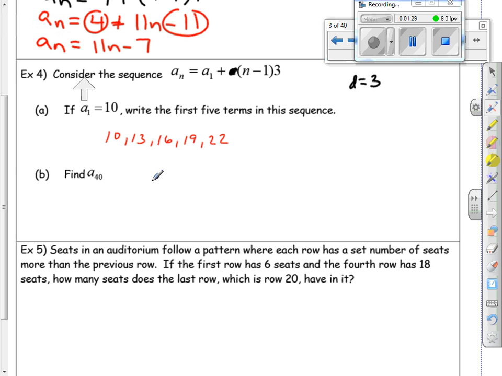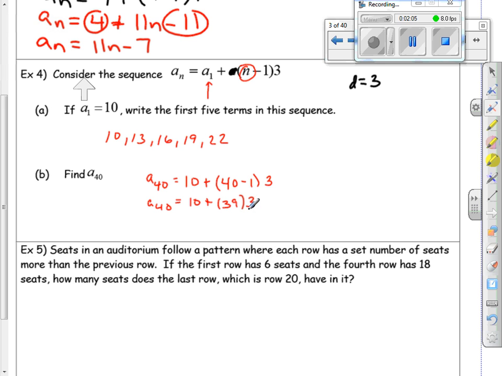In part B, we're asked to find a sub 40. They're asking us for the 40th term. So we would use a sub 40 is equal to 10, again the first term, plus 40 minus 1 times 3. So I've replaced term number with 40. Replaced the first term with 10. And then we would evaluate. 40 minus 1 is 39. So we'd be doing 39 times 3.